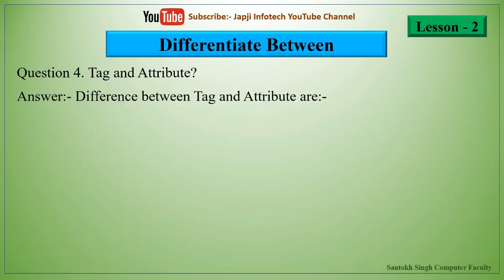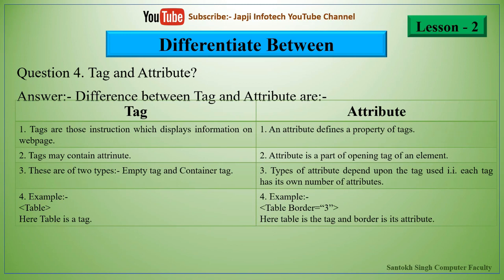So the next question is, differentiate between tag and attribute. First point: tags are those instructions which display information on a web page, whereas an attribute defines a property of a tag. Second point is, a tag may contain attributes, whereas an attribute is a part of the opening tag of an element. Third point is, there are two types of tags: first one is the empty tag and second one is the container tag, whereas the type of attribute depends upon the tag used. So each tag has its own number of attributes.